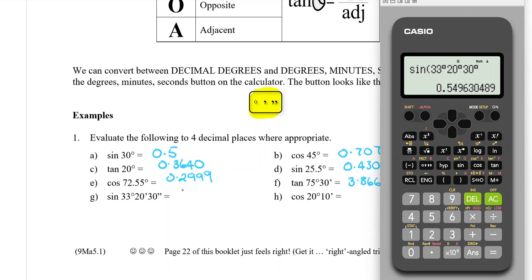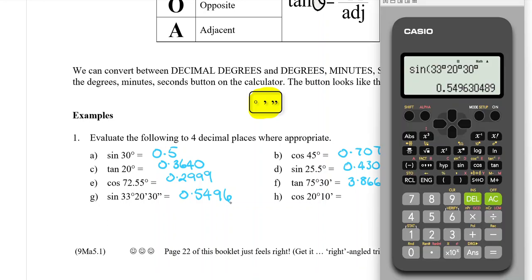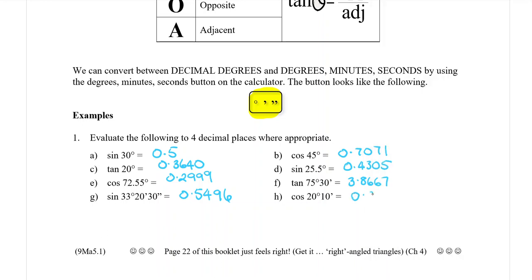3 rounds down. So 5, 4, and 6. One more time. Cos of 20 degrees, 10 minutes. Press equals. 0.9387. Because the 6 gets rounded up to the 7.